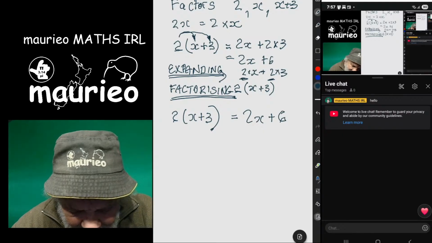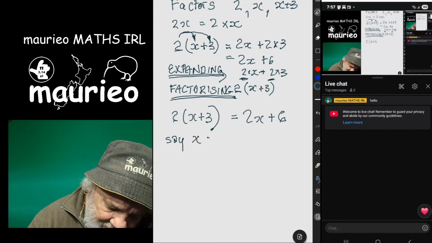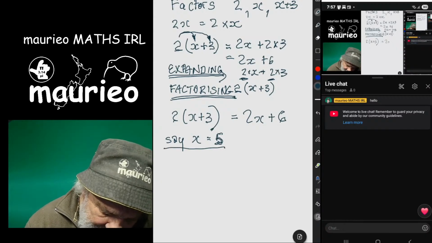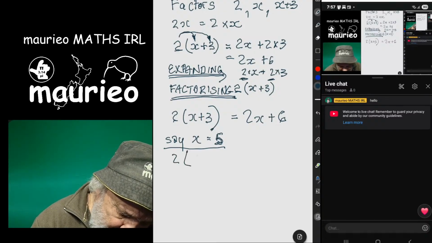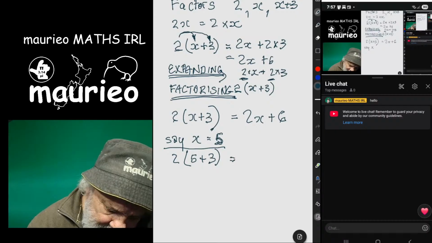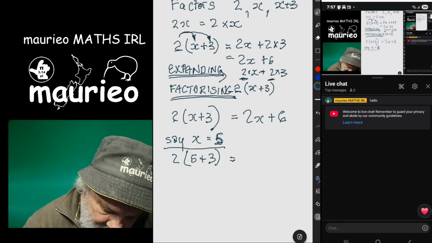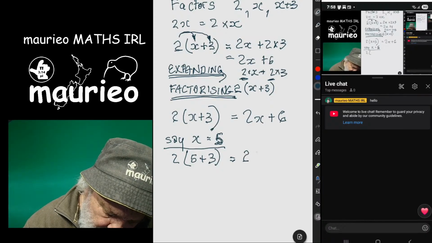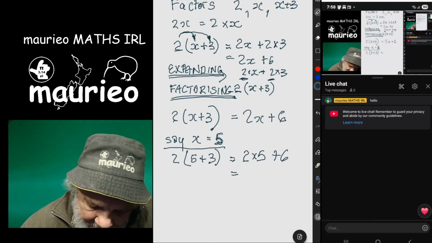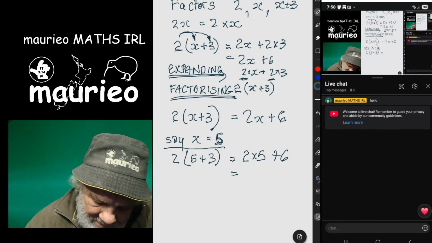So let's just say x equals 5. And so we would have 2 times 5 plus 6, which would equal 16. 2 times 5, yep, plus 6, is 16.